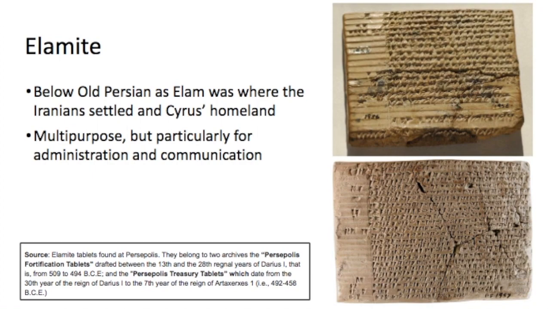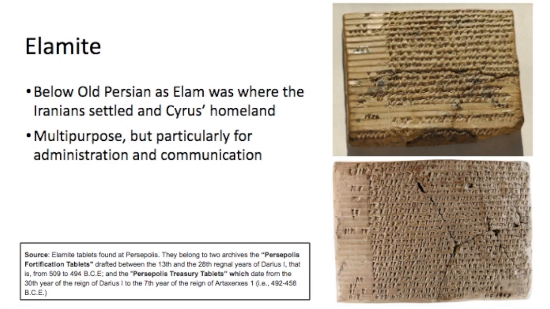The fortification tablets were drafted between the 13th and 28th regnal years of Darius I, so from 509 to 494. And the treasury tablets date from Darius I in his 30th year of rule, okay, to the 7th year of the reign of Artaxerxes I. So it spans Darius, Xerxes, and Artaxerxes.